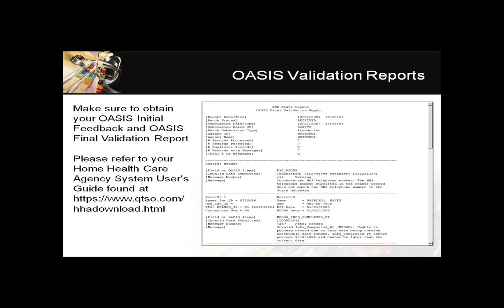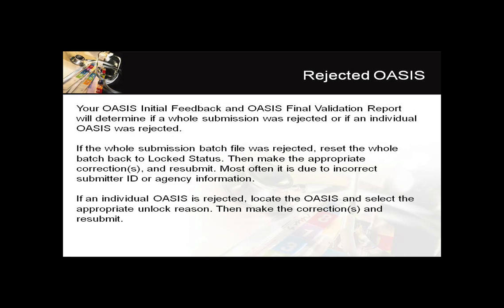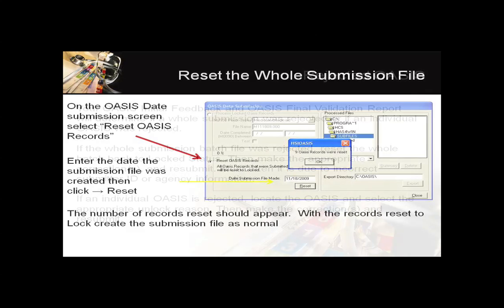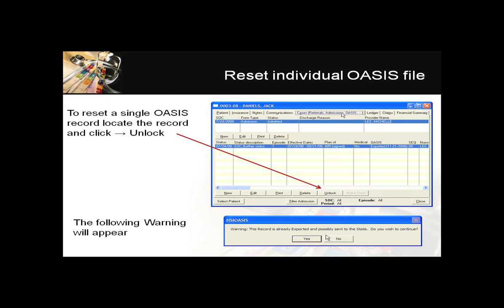After an OASIS has been submitted electronically, you will receive an initial feedback and final validation report that will inform you of any accepted and rejected OASIS. In the case of any rejected OASIS, the OASIS would have to be unlocked in the healthcare assistant software and then corrected based on the rejection reason prior to resubmitting. This can be done by either resetting an entire batch if all OASIS were rejected, or unlocking individual OASIS records by patient if only a few OASIS from the batch were rejected.